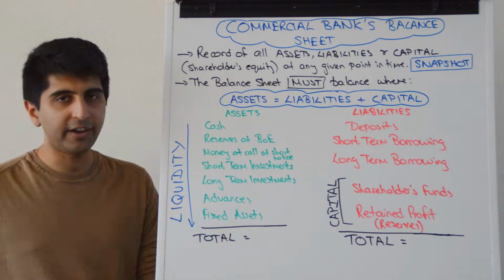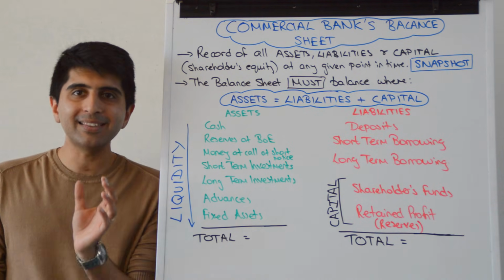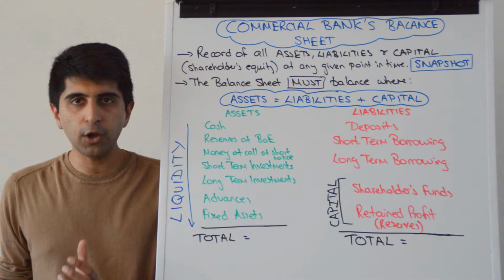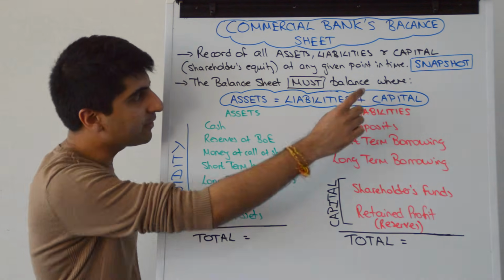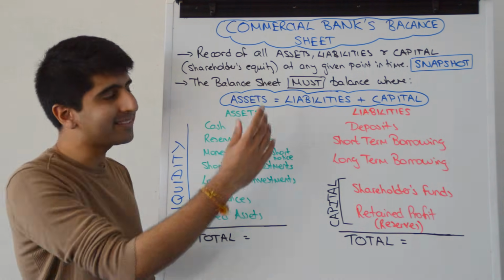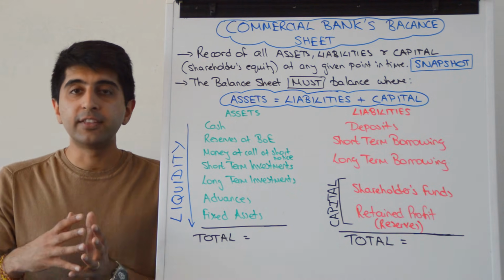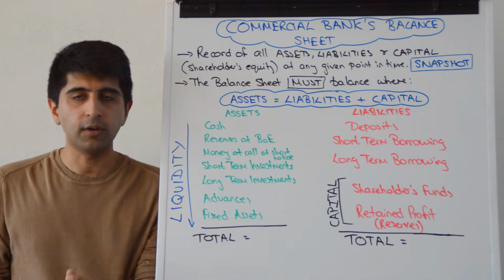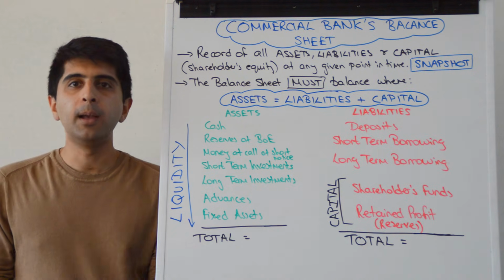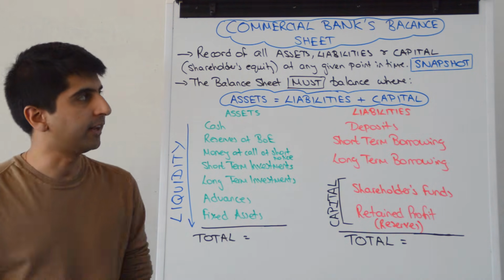Well, a balance sheet is a financial record of all the assets, liabilities and capital, where capital comprises of shareholders' equity at any given point in time. Remind yourselves, what are assets? Assets is anything of value that the commercial bank owns. Alright, so anything of value that can be converted into cash owned by the commercial bank. That's a good way to learn it.